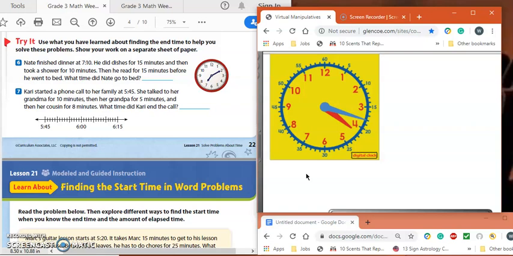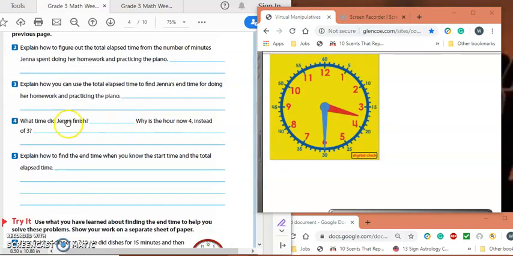So what we did was start at 3:30 on the clock and count 47 minutes around the clock, and you came out to 4:17. Now it says, what time did Jenna finish? Well, we said that she finished at 4:17. Why is the hour now 4 instead of 3? Well, the minute hand moved past the 12, so the hour changed from 3 to 4.